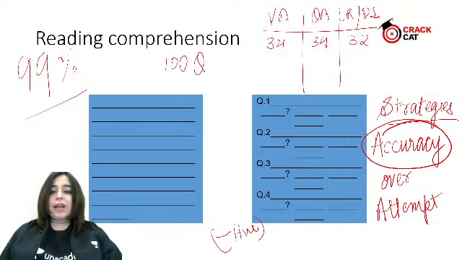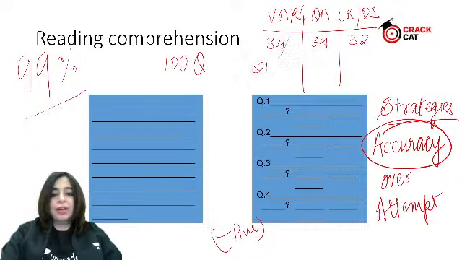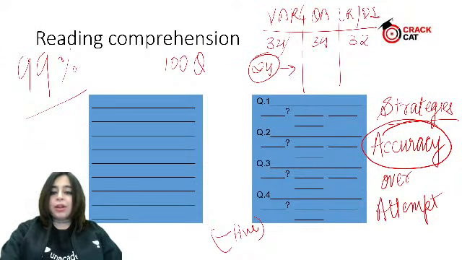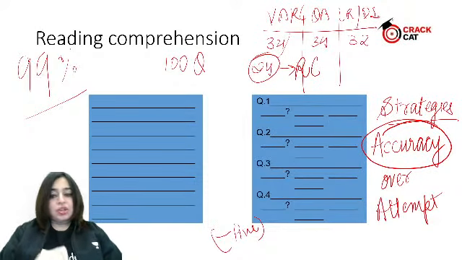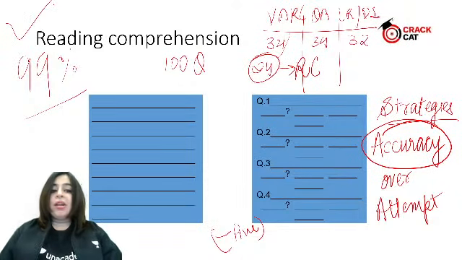So now when it comes down to the VARC section, you are all aware that out of 34 questions, 24 questions are plainly your reading comprehension. So until and unless you are very well versed with the concepts of reading comprehension, you won't be able to ace the examination.